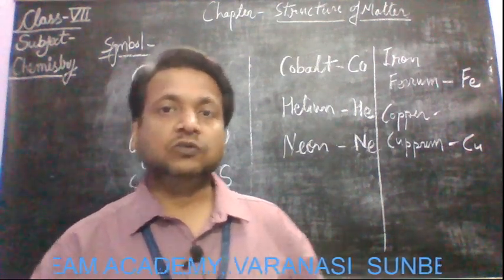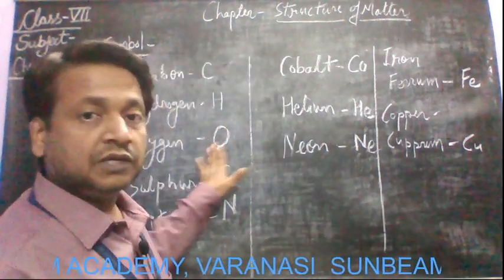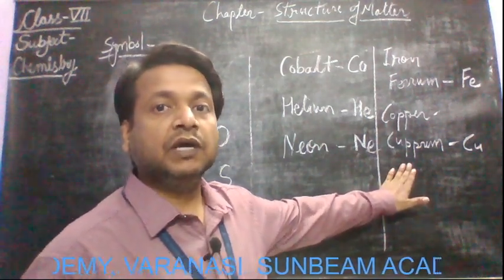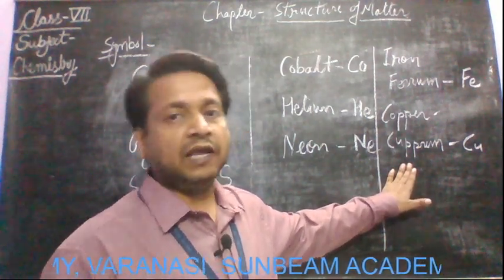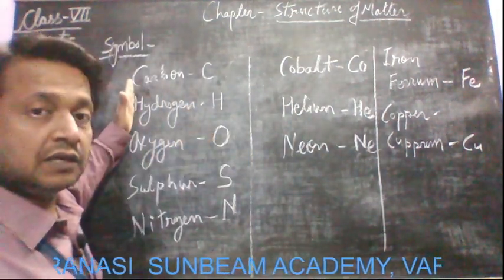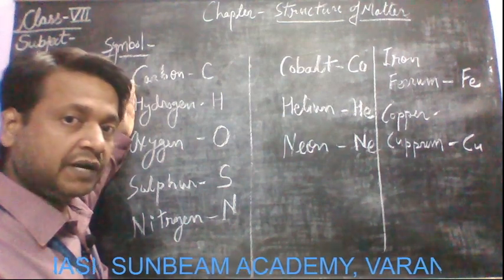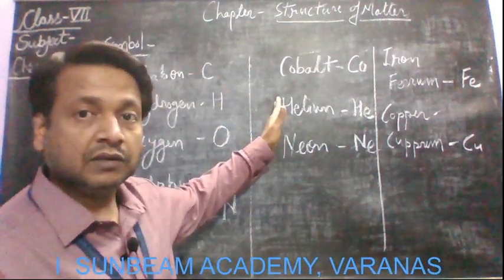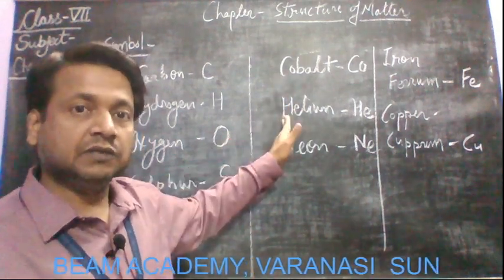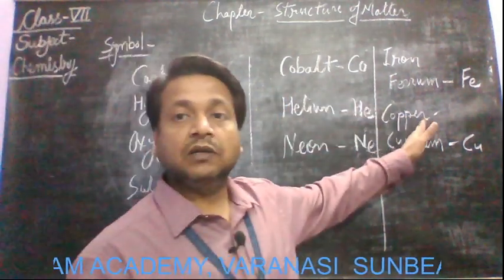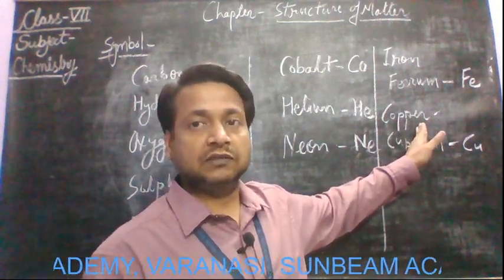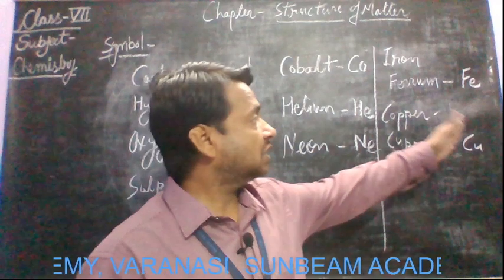So I have given you here the three different ways by which we are going to denote the different elements. The first way is using the first letter of their English alphabet. Second way, using the first two letters of their English name. And the third one, using the Latin name of those elements.